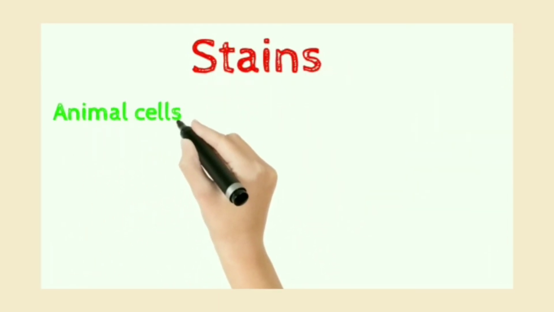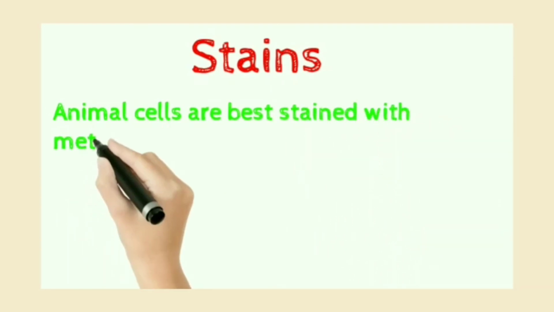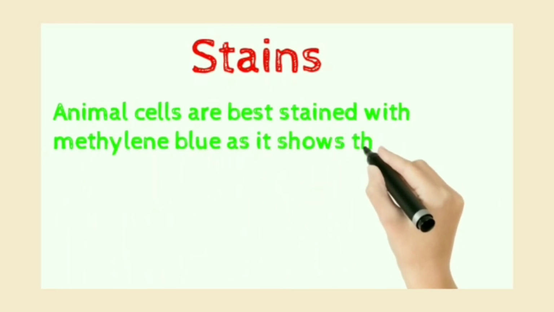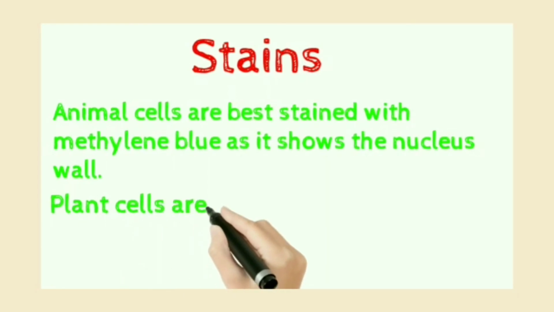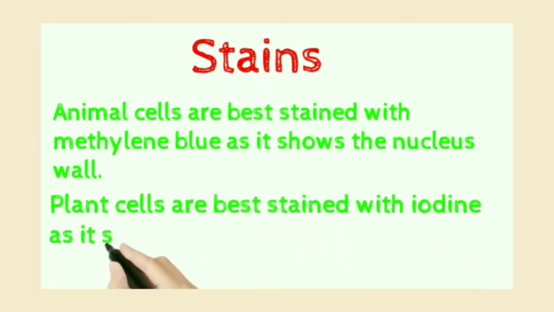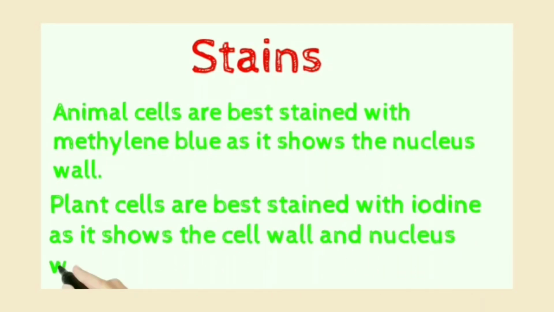Stains. Animal cells are best stained with methylene blue as it shows the nucleus. Plant cells are best stained with iodine as it shows the cell wall and nucleus.